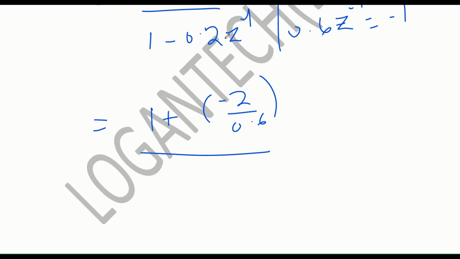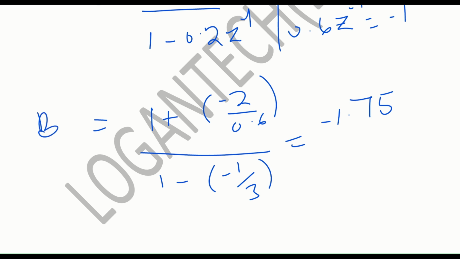And 1 minus 0.2z. So here 0.6z minus 1 is equal to minus 1. So what will 0.2z be? Just minus 1 over 3. So 1 minus 1 over 3. Then you can punch this into your calculator, and I think you get something like minus 1.75. So minus 1.75. Okay, yes, so we have been able to find B.